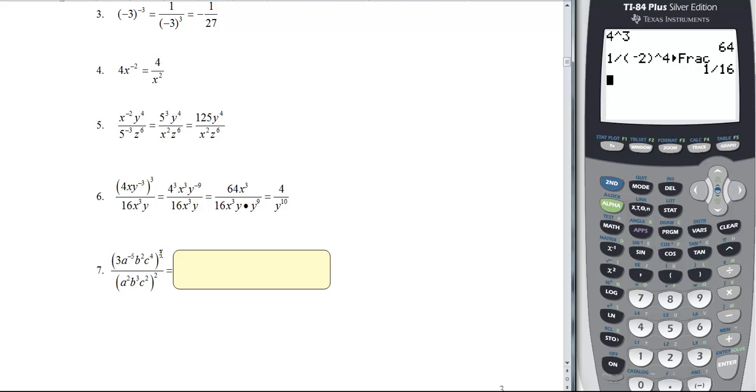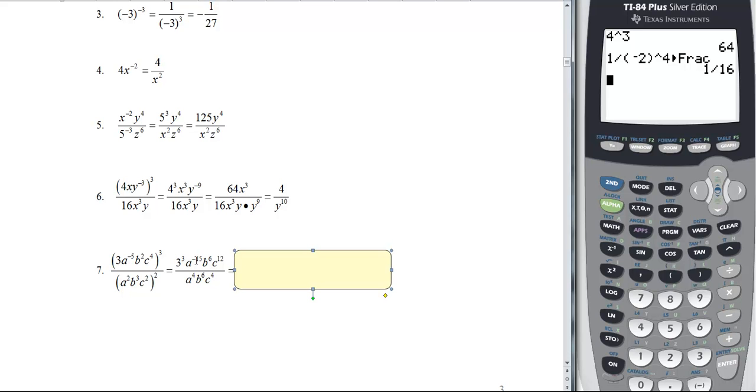Last problem. Distribute it into everybody. To play it safe, if you have a base that does not have an exponent, put a 1 with it. So I'm going to have 3 to the third, a to the 15th, b to the 6th, c to the 12th, over a to the 4th, b to the 6th, c to the 4th. So that's your first job. Get rid of parentheses. Second job, get rid of negative exponents.